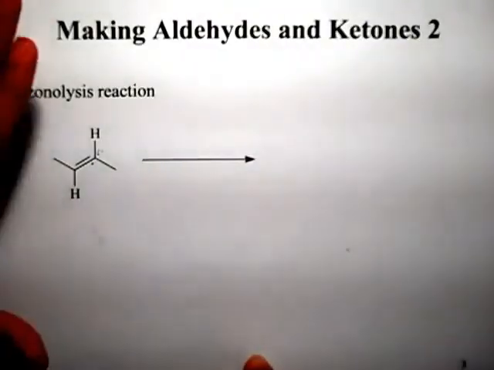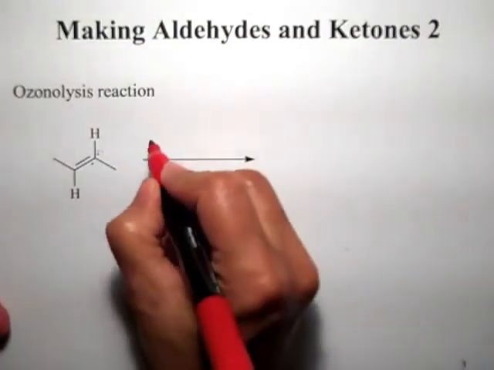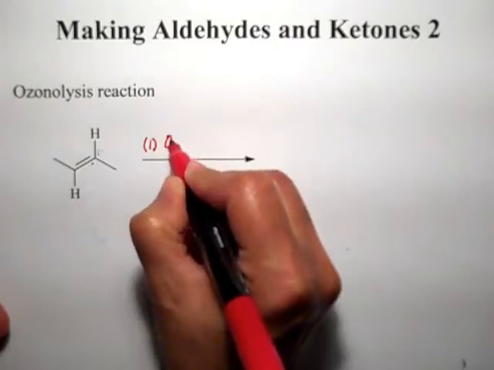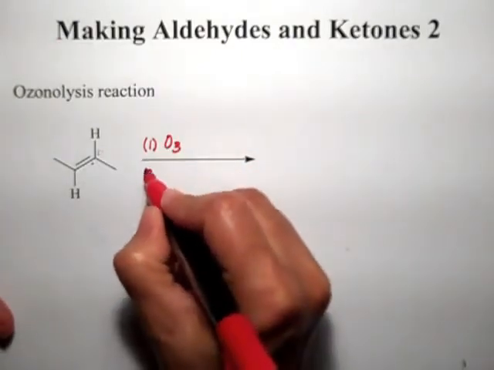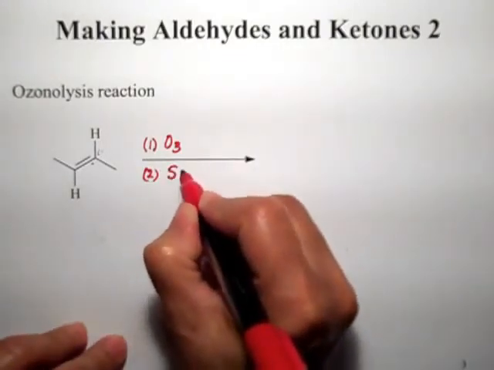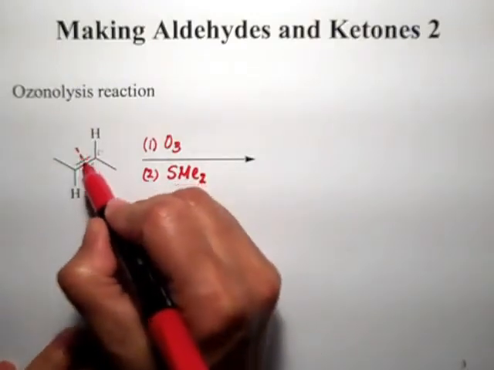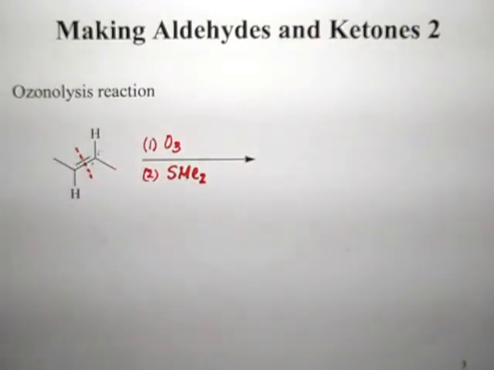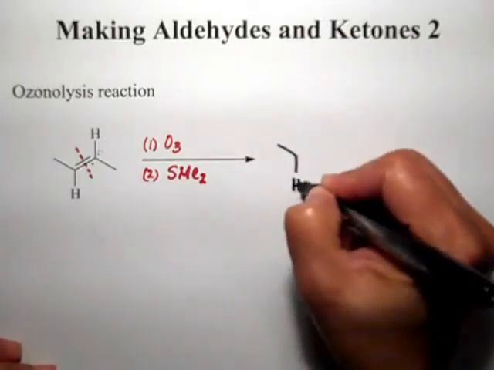This is an old reaction that you know that I like a lot, and it's the ozonolysis reaction. So the first step of the reaction would be the reaction with ozone. And the second one is going to be reductive conditions. So we're going to use dimethyl sulfide. And what that's going to happen is that we're going to break the double bond in two. We are going to separate the double bond.